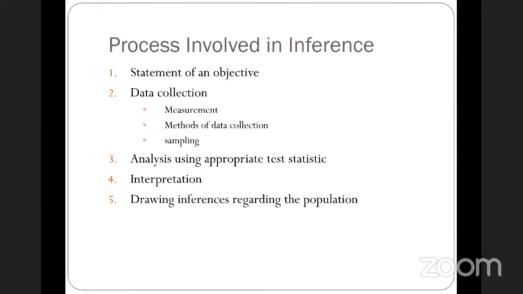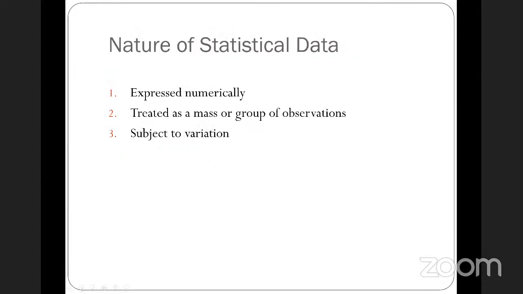Okay. What's the nature? Like it or not, statistical data should be expressed numerically or quantitatively. It could also be qualitatively expressed. It is treated as a mass or group of observations. And as we have looked at variability, it is subject to variation.